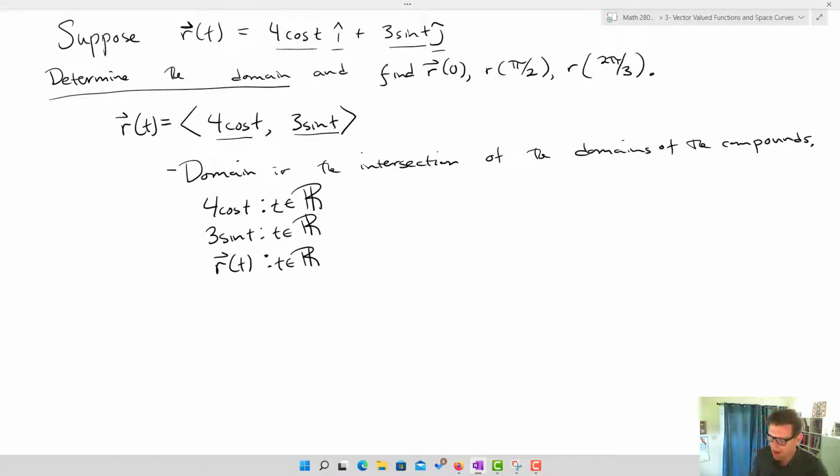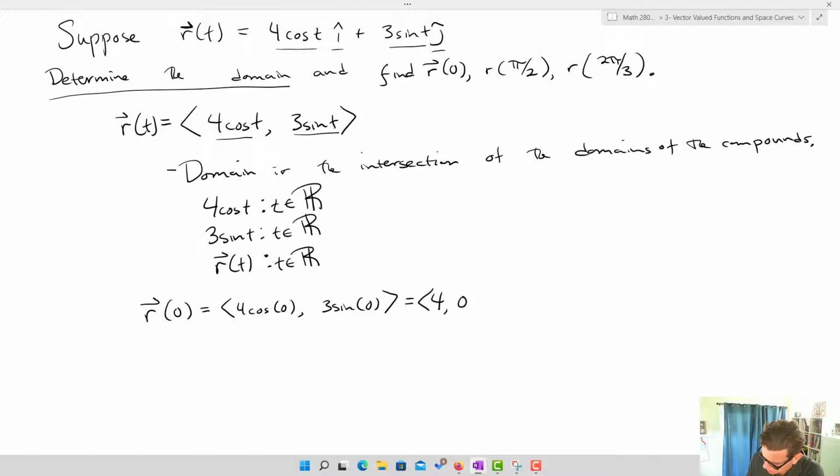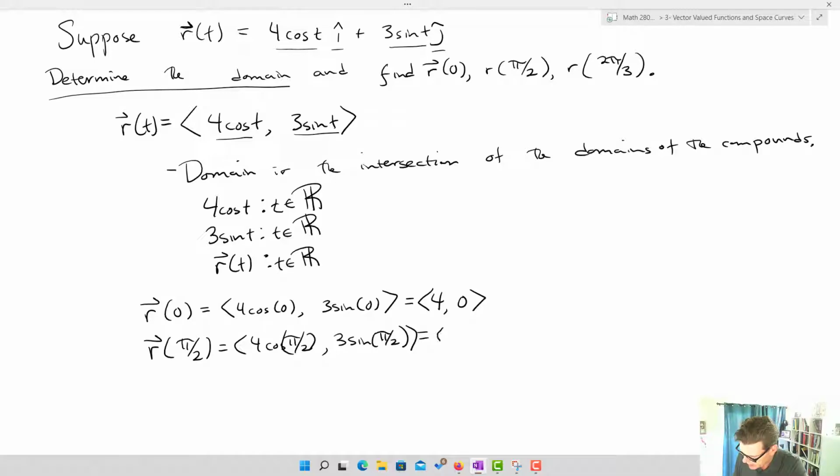The second thing now is to find, for example, r of 0. If I write it in component form, r of 0 is going to be 4 cosine 0, comma, 3 sine 0. All I'm going to do is plug 0 into the function. This gives me 4, because 4 times 1, and 0. So 4, 0 is the result for the vector valued function at 0. We'll find r of pi over 2. That'll be 4 cosine pi over 2 and 3 sine pi over 2. Consequently, 4 times 0 is 0, and 3 times 1 is 3. So that's 0, 3.